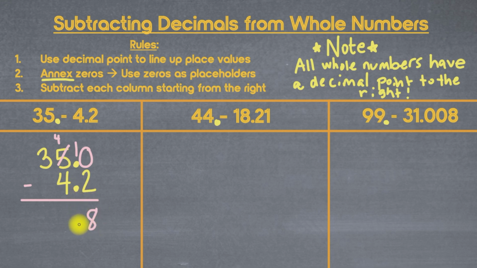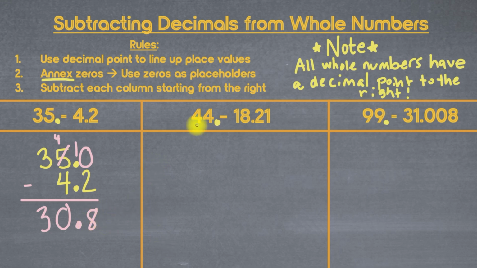I'll bring a decimal point down underneath the other decimal points. I've got 4 minus 4 is just 0. I'll put a 0 here. And then I've got 3 minus nothing, which is 3. So our final answer is 30.8. But what we could say is the difference, because it's subtraction, the difference of 35 and 4 2/10 is 30 8/10. Let's take a look at example 2.